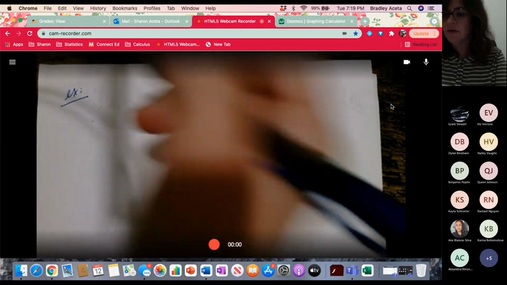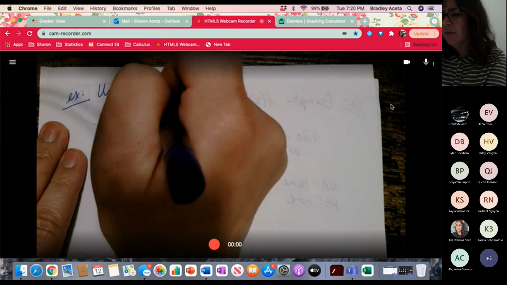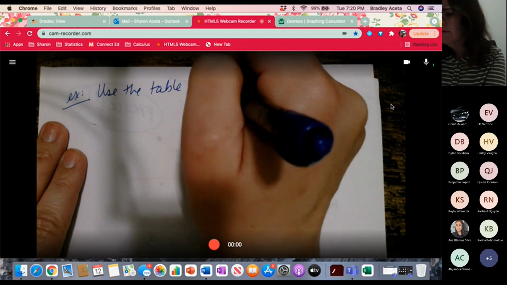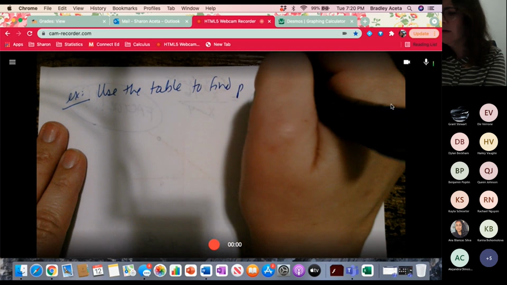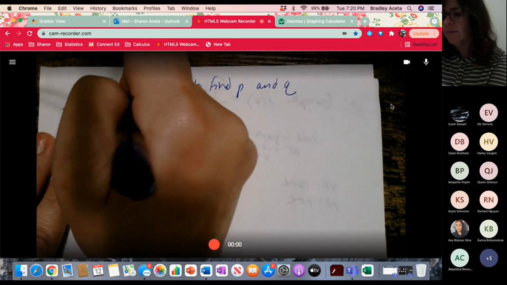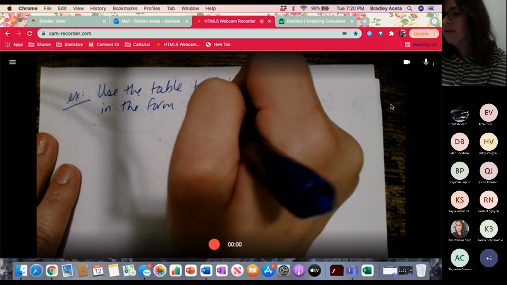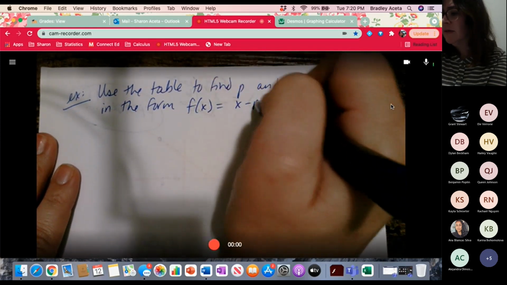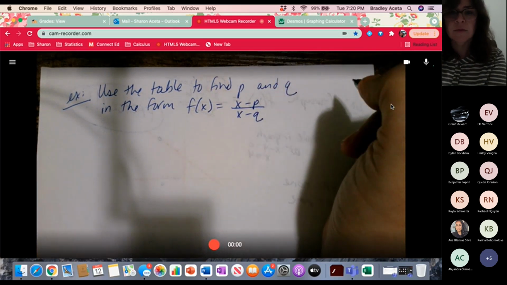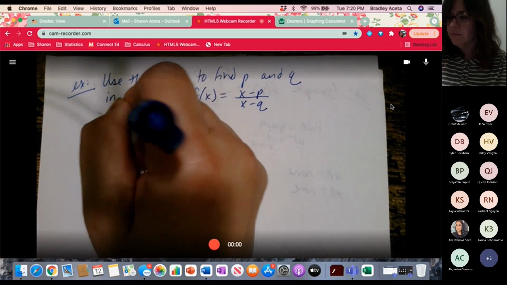Let's do this one. So I saw this on homework. It says use the table to find P and Q in the form f of x equals x minus P over x minus Q. And then they give you this table.